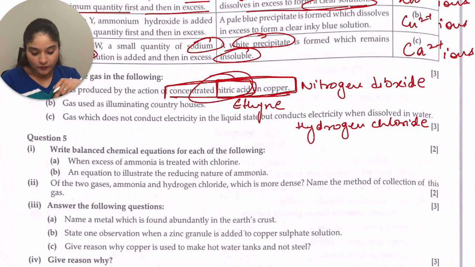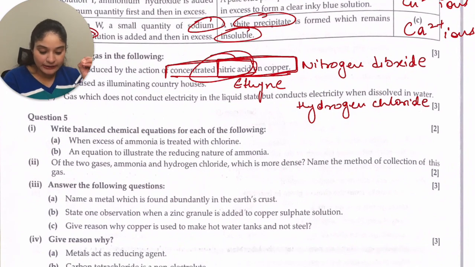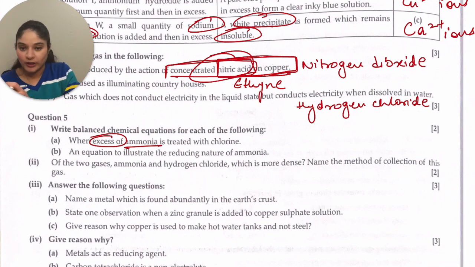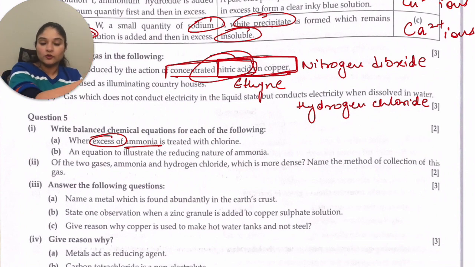Let's move to question number 5. Write balanced chemical equations for each of the following when excess of ammonia is treated with chlorine. Another important thing here is that I have seen a lot of students make this mistake. They miss out the word excess of ammonia. So there are 2 different equations for this particular concept. One is excess ammonia, one is excess chlorine. So make sure that you pay attention on which one you are working with.